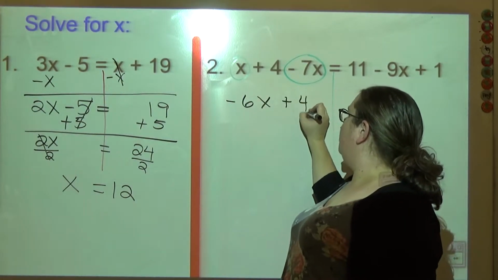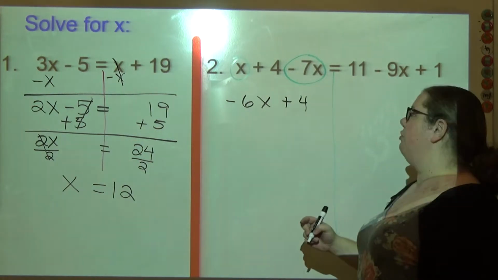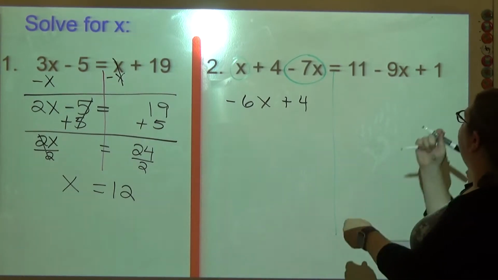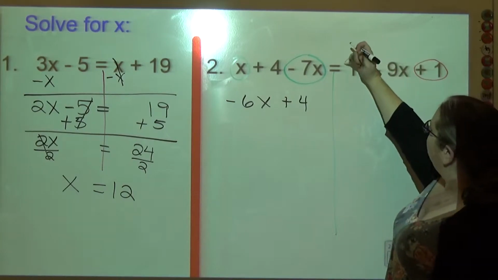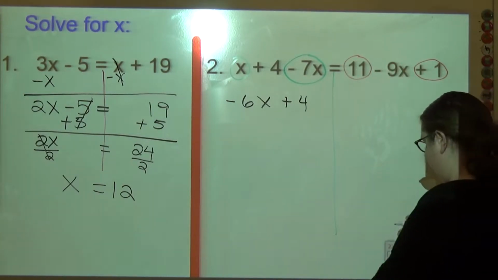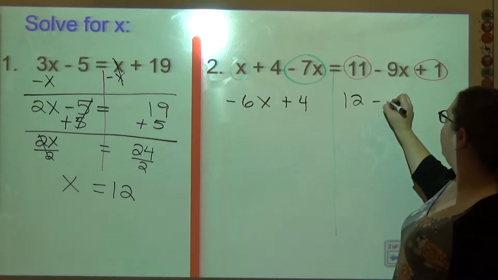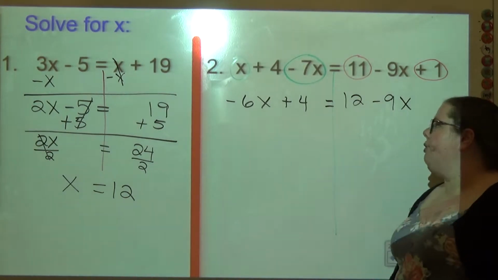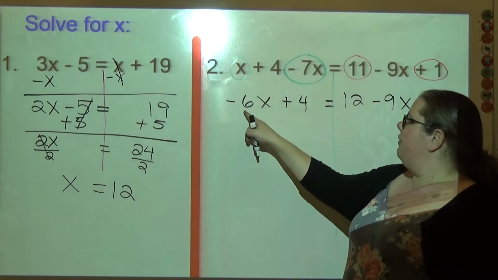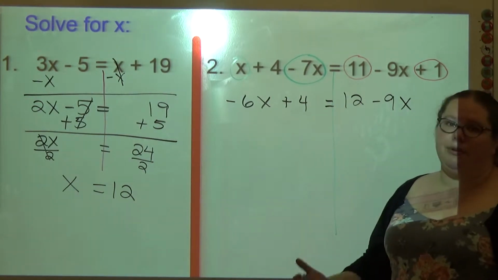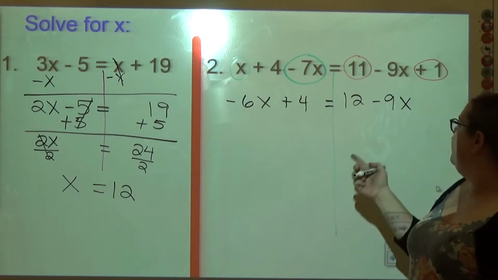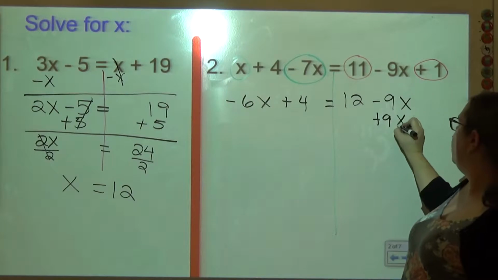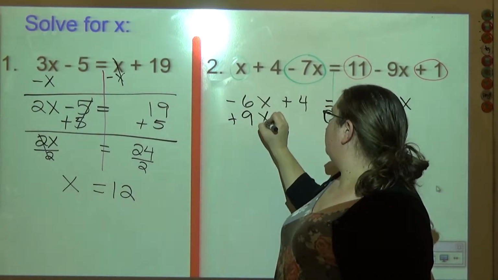If you're not sure, you need to work on your signed numbers, your integer rules. Those are important. And on this side, we only have one x, but we have that positive 1 and positive 11, which gives me a 12. 12 minus 9x equals, so now I have to decide which x to move. Look at my numbers. I have negative 6 and negative 9. I always move the smaller one just to avoid negatives. Negative 9 is smaller. Opposite of minus is plus.